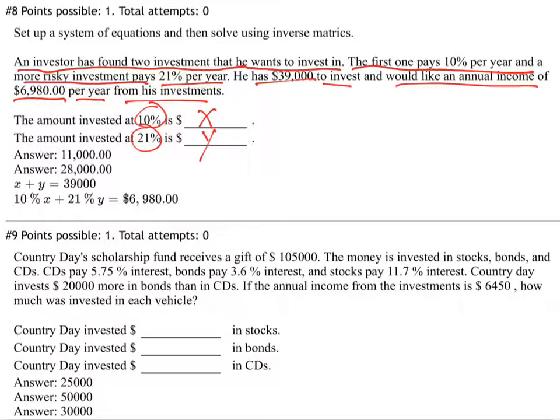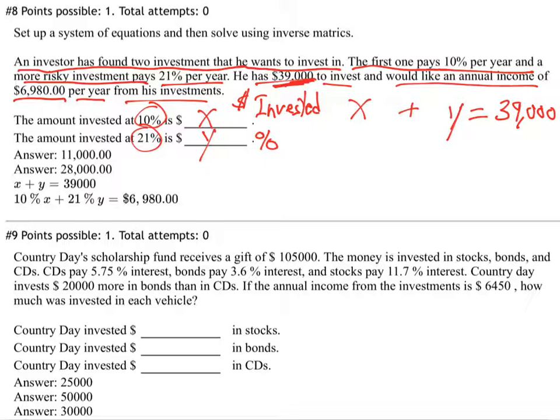So the first thing to do is write the 2 equations. If we have 2 letters, we need to have 2 equations. So what's my first equation? Well, $39,000 total is going to be invested. So dollars invested, that'll be X plus Y is 39,000.